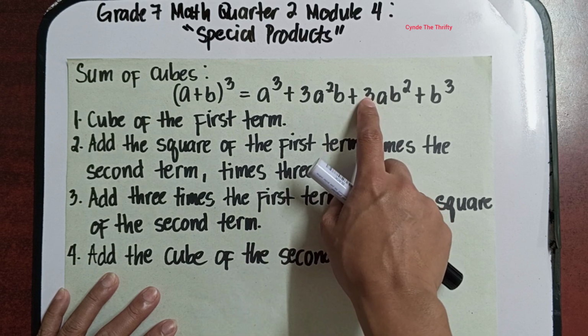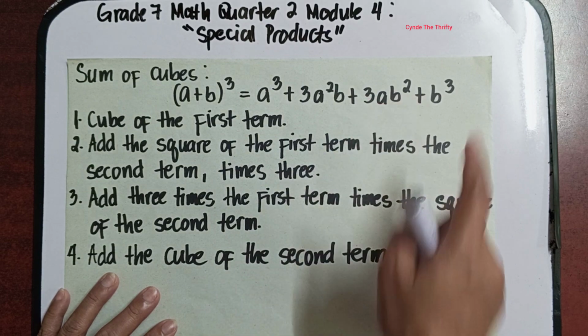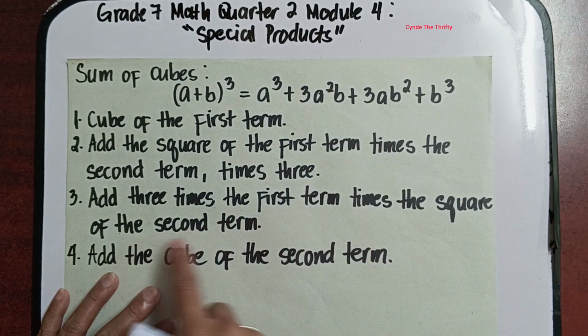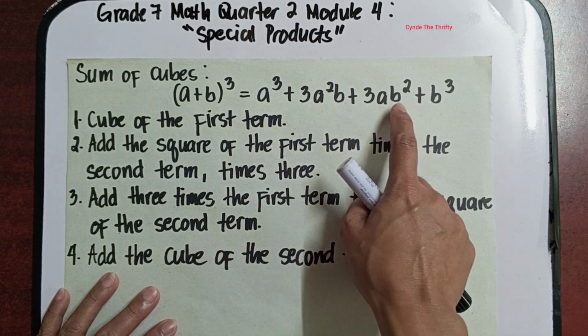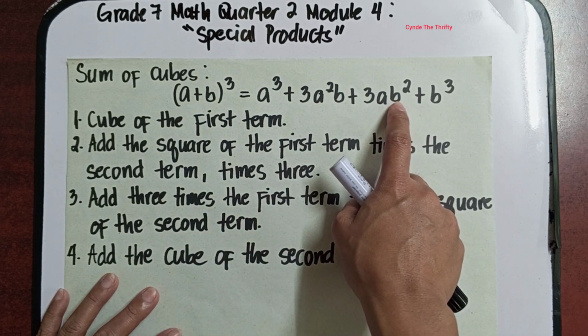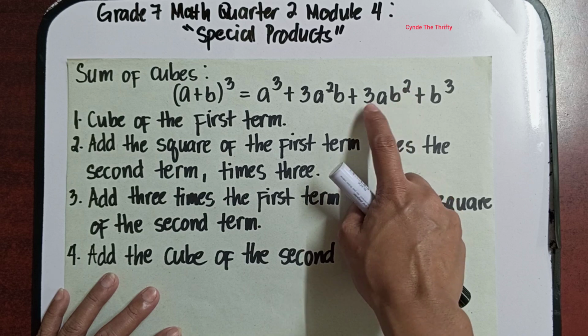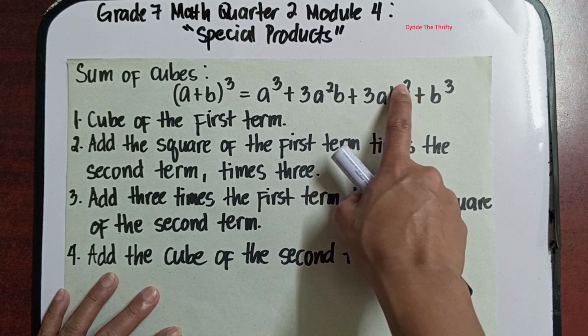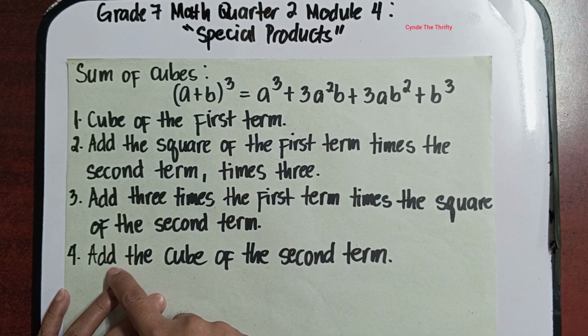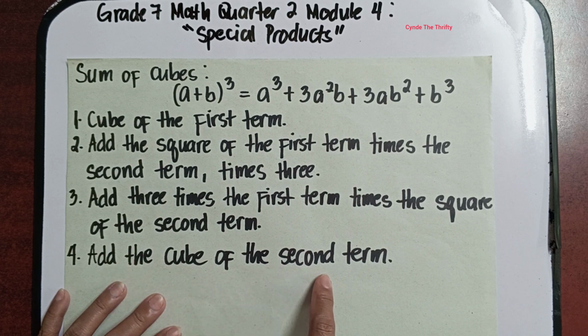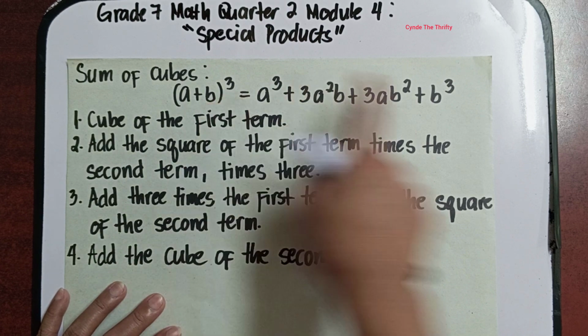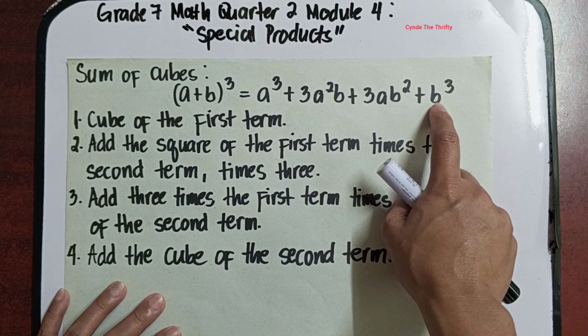Next, add 3 times the first term. Okay, so 3 times the first term na si A and then the square of the second term. So, times the square of the second term. So, ang second term natin is B at square natin siya. Kaya 3AB squared. And then lastly, add the cube of the second term. Ang second term natin is B. That's why plus B cube.